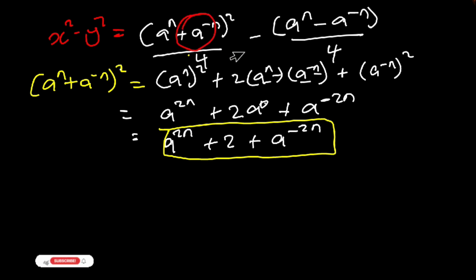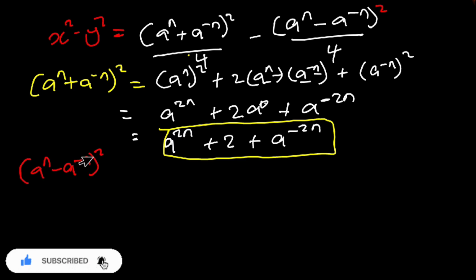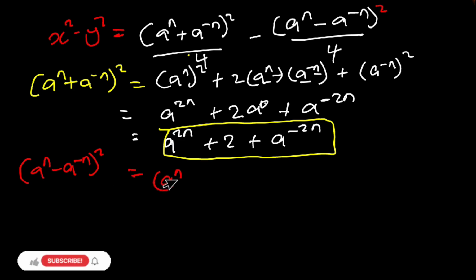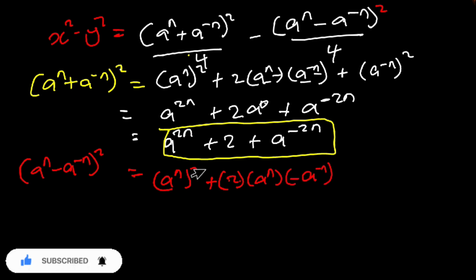So we're done with this. Let's now do this one. So, oh no, this is square here. So we have a raised power n minus a raised power negative n all squared. So this is going to be equal to a raised power n squared, then plus 2 into a raised power n, then into negative a raised power negative n. I'm just applying everything I did here to this one, so nothing changed. Then I have plus negative a raised power negative n all squared.